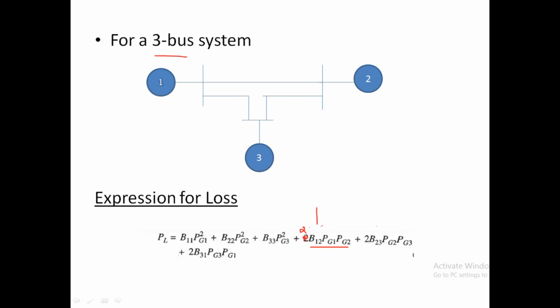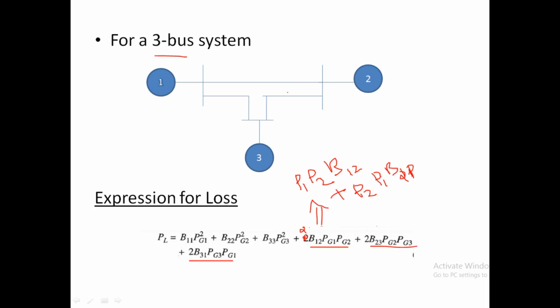That means there are two terms in this. One is P1 into P2 into B12 plus P2 into P1 into B21. We are adding both of these. B12 and B21 are equal because they are representing the same line only. And then we will get 2 into B12 into Pg1 into Pg2. Similarly, 2 into B23 into Pg2 into Pg3 plus 2 into B31 into Pg3 into Pg1. So this is the equation if there are 3 buses connected.